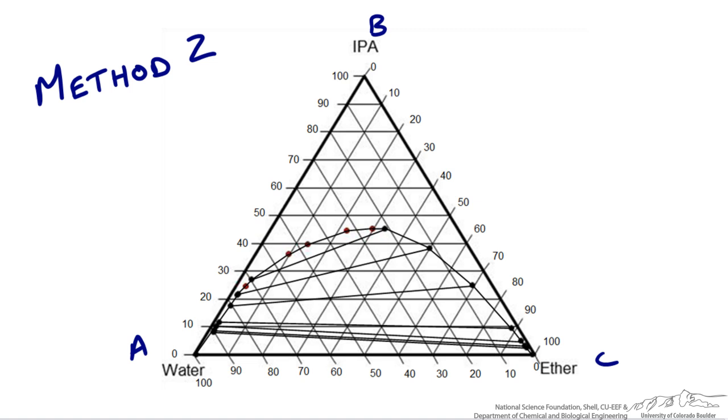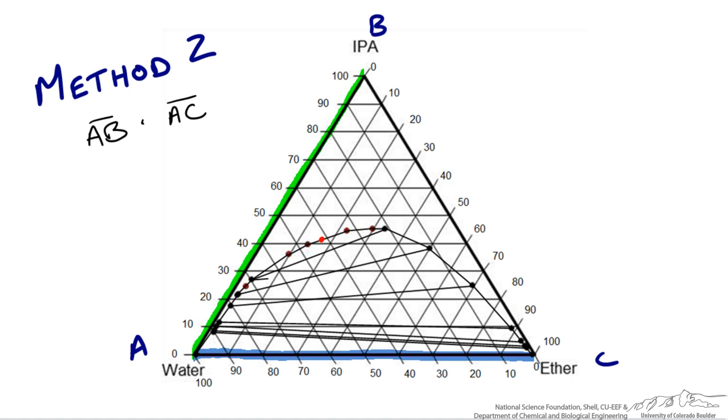In method 2, we're going to use two different sides. We're going to use AB again, but this time we're going to use AC. So our intersection is going to actually occur within our triangle. And this method's used less just because it can get a little cluttered. So this time I'm going to highlight side AC blue. So the first thing we'll do is choose our Plait point again. And we'll choose our tie lines.